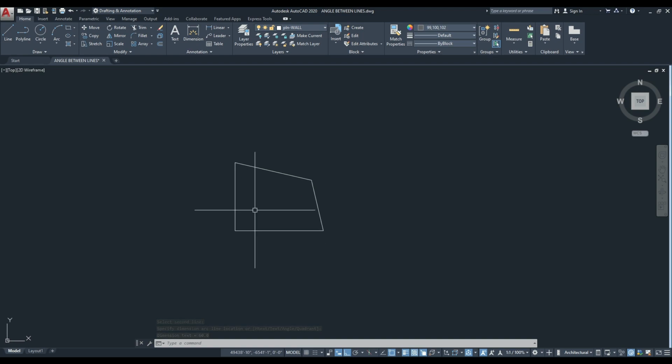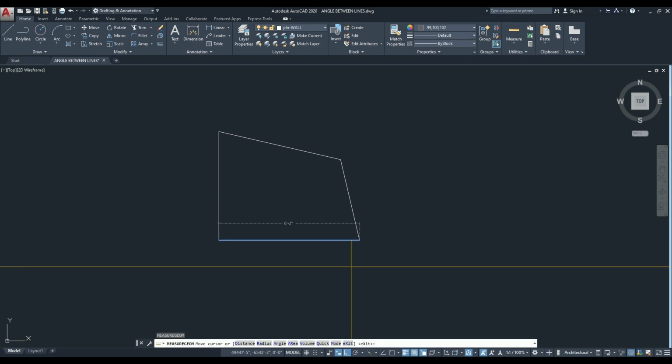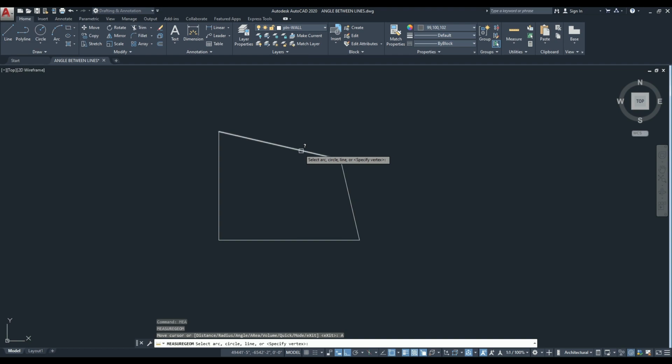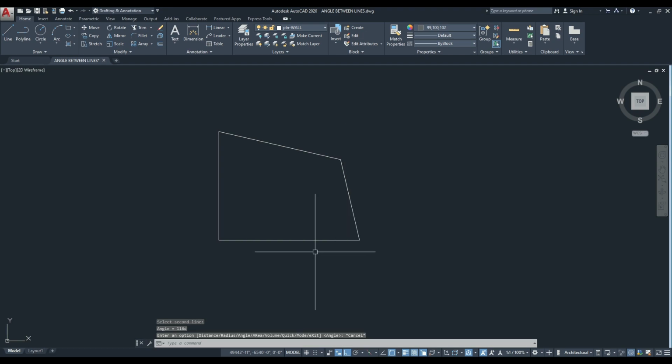Another example, suppose we need to know the angle between the lines of this plot. At first we are using MEA on the keyboard, then select this command. From here select the option angle. Now select any two lines. Here I am selecting this line and this line. By this way you can see that the angle between this line and this line is 116 degrees.